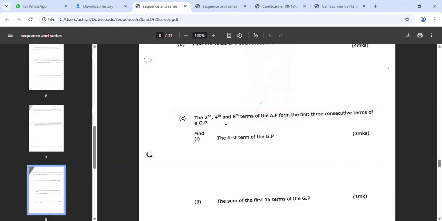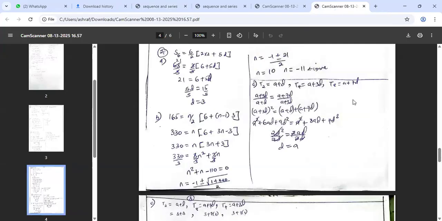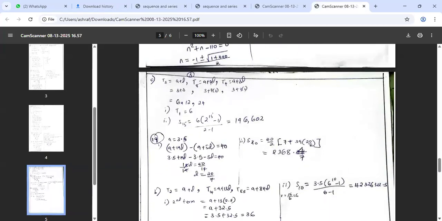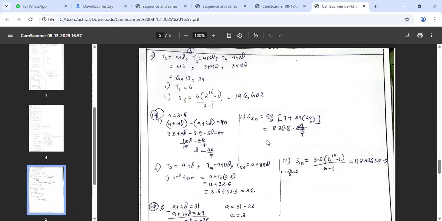And then the sum of the first 15 terms of the GP. So this is the working for that part. We are told T2, T4, and T8 form the first 3 consecutive terms of the GP. So T2 will be the first term of the GP, which is 6.